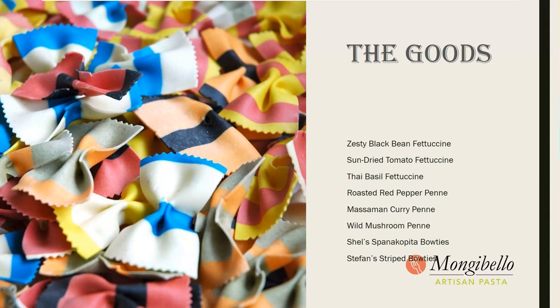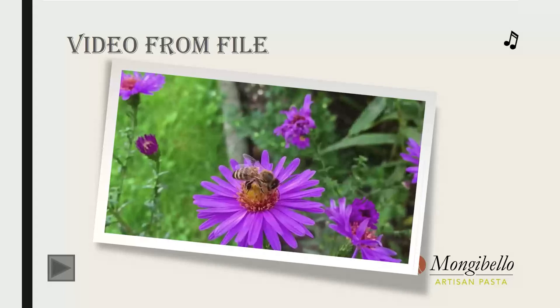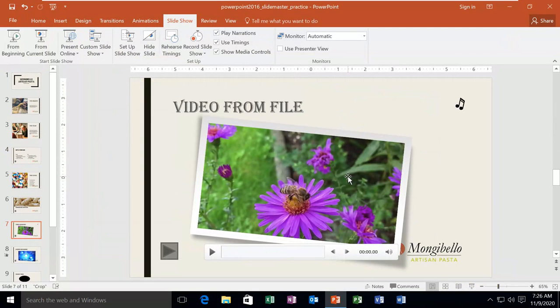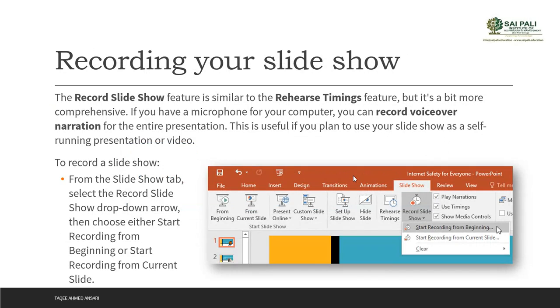So it is automatically advancing to the next slide and waiting according to the time which I have done in the rehearse. So it's a good option to do the rehearsal. Then you can also do one more thing. You can just record your slideshow.